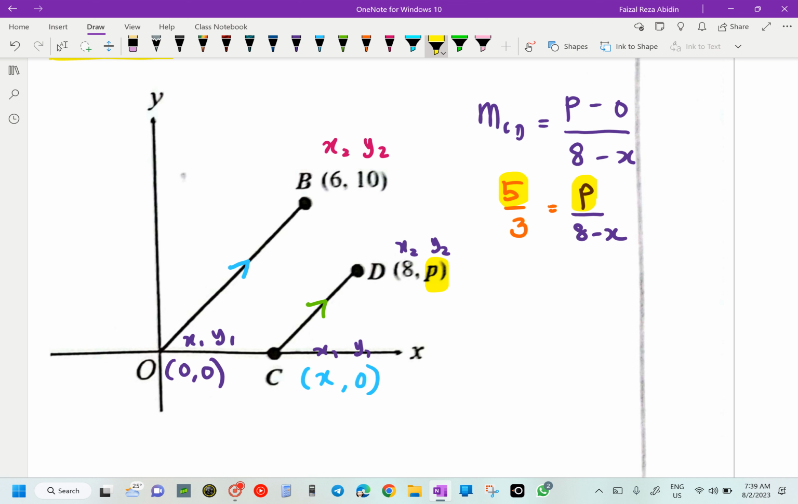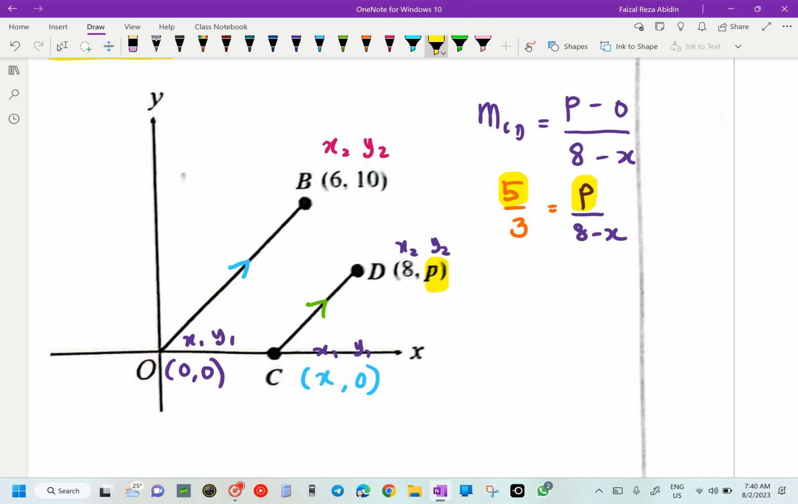That's why I'm going to get our C here. We didn't have the coordinate. Am I right? But I'm going to substitute x and 0. Why x and 0? Because it lies on our x-axis. Am I right? And 0 here, why? Because our y-axis is 0. Do you understand? That's what I get over here, x, 0. D is already given, 8, p, right?